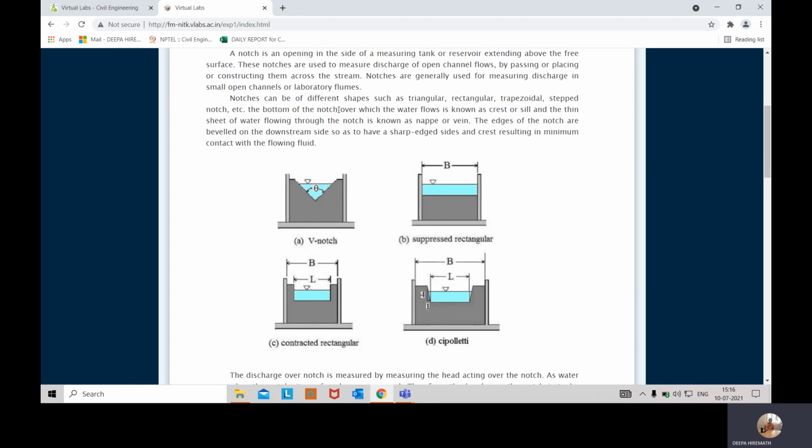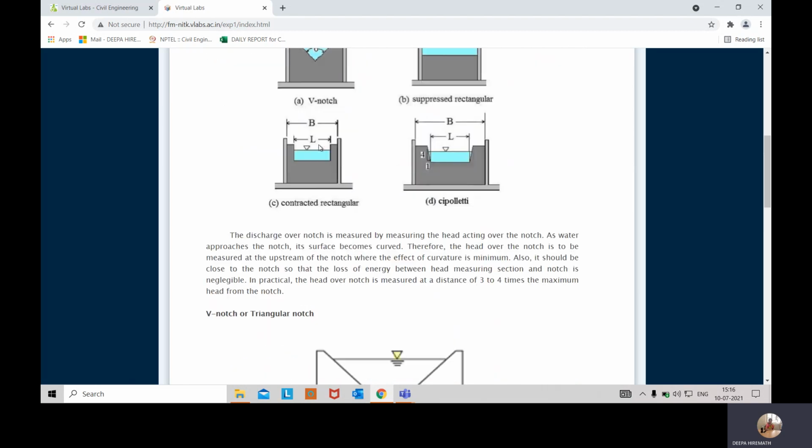The bottom of the notch over which the water flows is known as the crest or the sill, and the thin sheet of water that flows over the notch is called the nappe or vein. The edges of the notch are beveled on the downstream side so as to have sharp edged sides and crest, resulting in minimum contact with the flowing fluid.